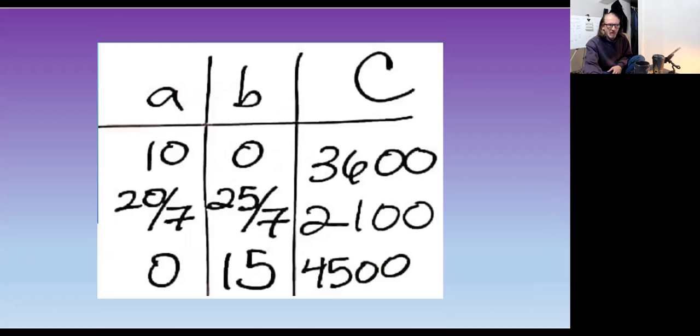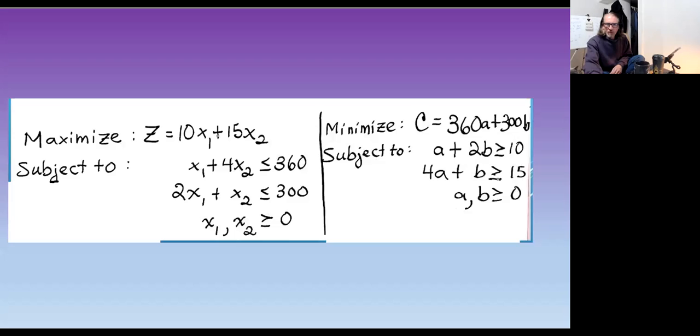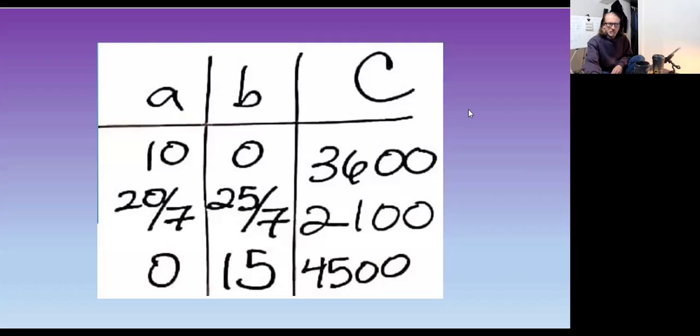And when I plug that into C, let's double check what the formula for C was. So we're going to be multiplying 360 times the A coordinate and 300 times the B coordinate, and then adding. So 360 and 300. $360 times 10 plus 300 times 0, 3,600. Down here to the bottom one, 360 times 0 plus 300 times 15, 4,500.